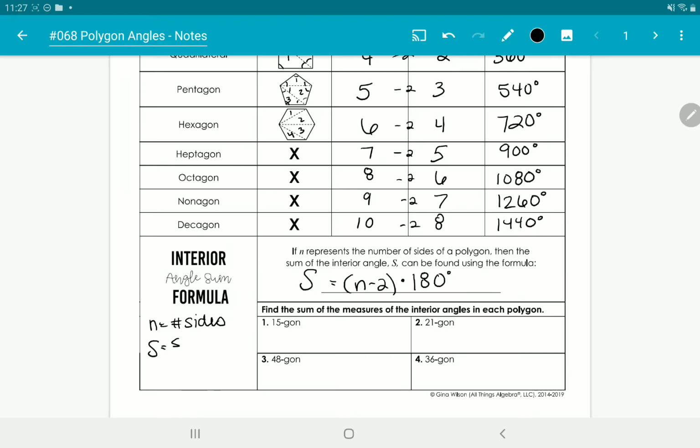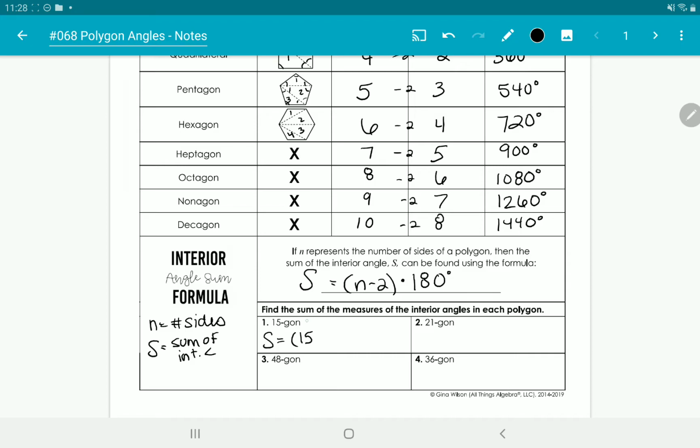S is the sum of interior angles. Now it tells us to find the sum of the measures of the interior angles in each polygon. So we're going to find S, which is n minus 2 times 180. It's a 15-gon. Once you get past decagon, it would just be 11-gon, 12-gon, and those ones. That's how we're going to use them.